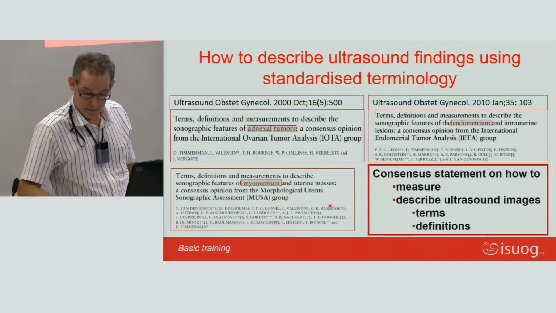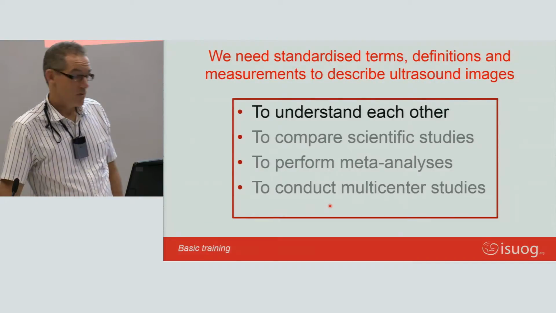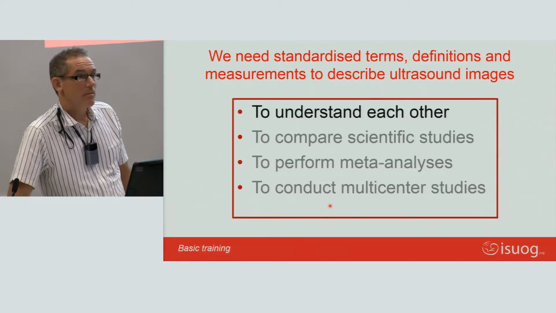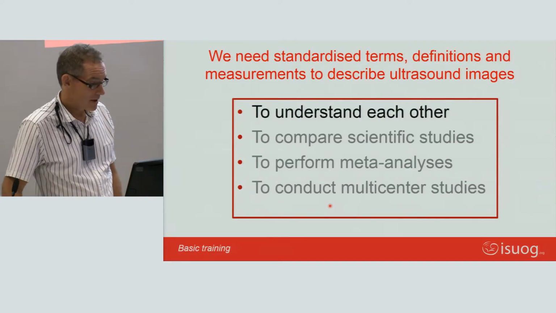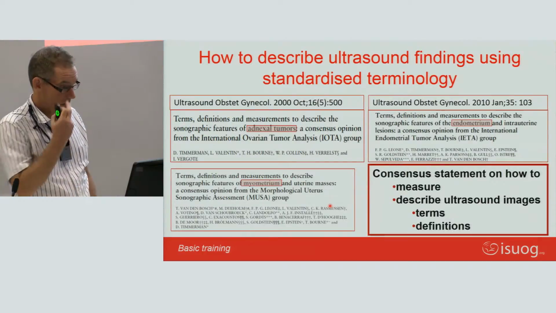So the second reason, I'm just going to go back again, why we need terminology that we all understand is because we can compare scientific studies. We can then compare meta-analyses because we're all talking about the same thing, and we can conduct multi-center studies.